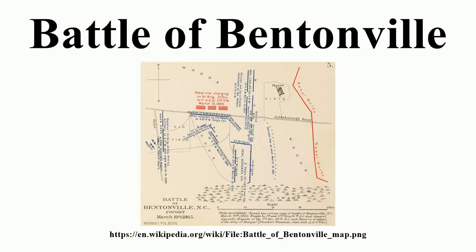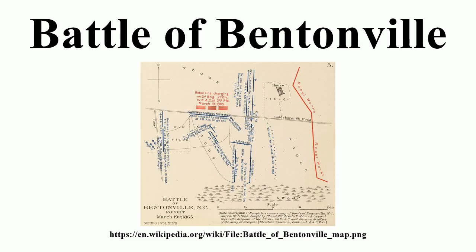The Battle of Bentonville was fought in Bentonville, North Carolina, near the town of Four Oaks, as part of the Carolinas campaign of the American Civil War. It was the last battle between the armies of Union Maj. Gen. William T. Sherman and Confederate Gen. Joseph E. Johnston, as the right wing of Sherman's army under command of Maj. Gen. Oliver O. Howard marched toward Goldsboro.